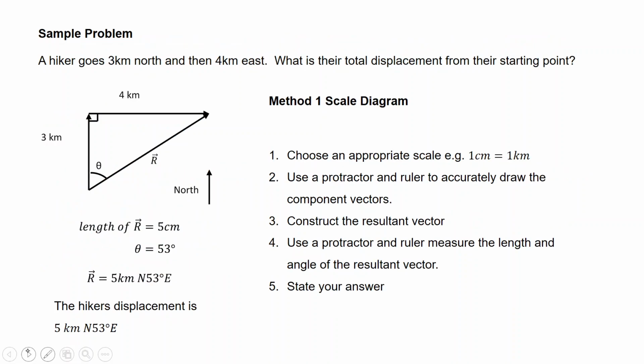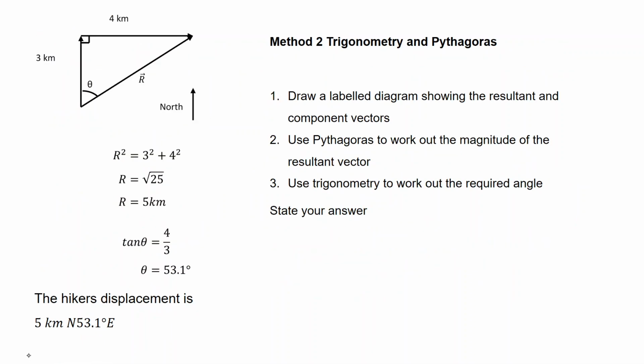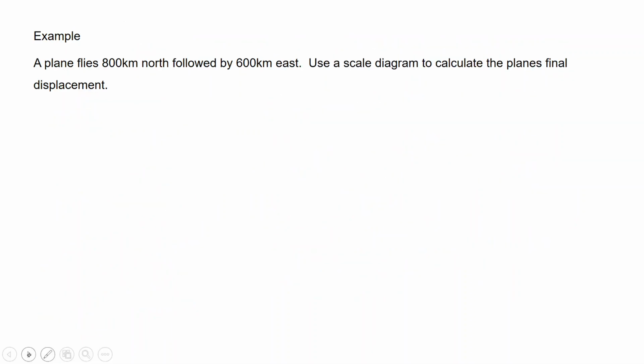Here we go. No, I don't want to look at that. That's boring. Let's just do our own. You guys can read that by yourselves if you want to, but if I just read it to you, we'll all tune out. All right, a plane flies 800 kilometres north followed by 600 kilometres east. Use a scale diagram to calculate the plane's final displacement.